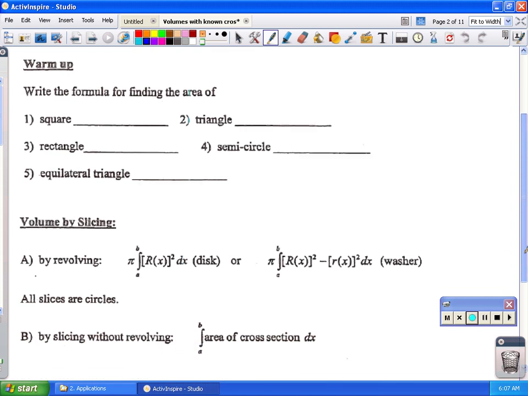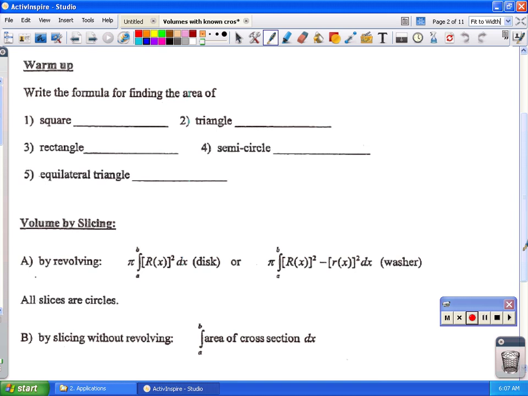Our warm-up is to write the formulas for finding the area of the following polygons. The first polygon that we're asked to find the area of is a square. Since a square has all four sides congruent, the area of a square is side squared, with s representing side. The area of a triangle is 1/2 base times height. The area of a rectangle is base times height. The area of a semicircle is pi r squared over 2.